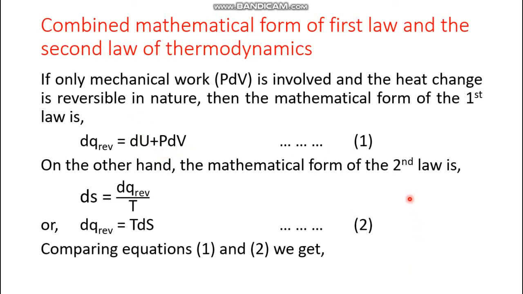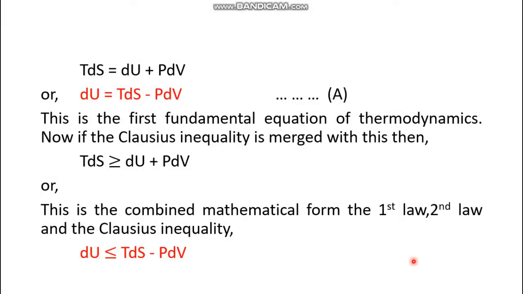On the other hand, the mathematical form of the second law, which we have derived, is ds equals dq reversible by t, and if this t is multiplied with ds, then it becomes tds equals dq rev. So thus we get equation number 2, and we find that the left hand sides of equation number 1 and 2 are the same, so the right hand sides would also be equal. This way we can write tds equals du plus pdv, or by rearranging we can write du equals tds minus pdv. So this way we get equation number A.